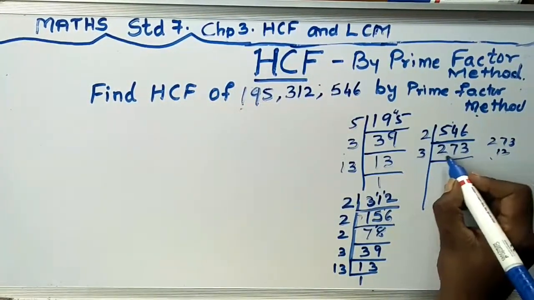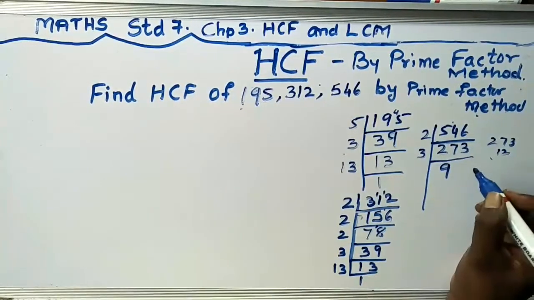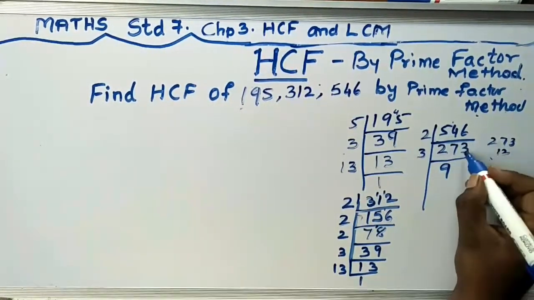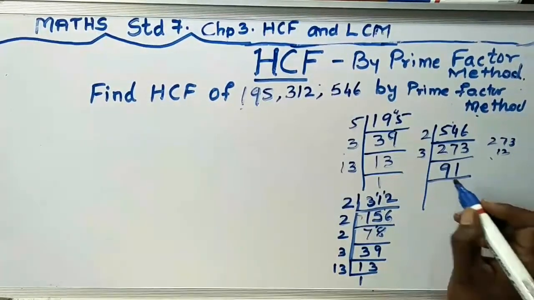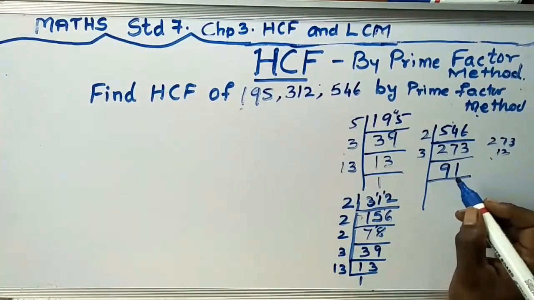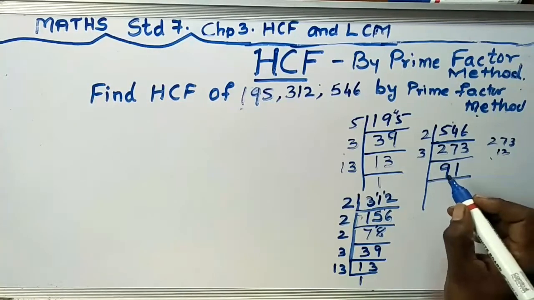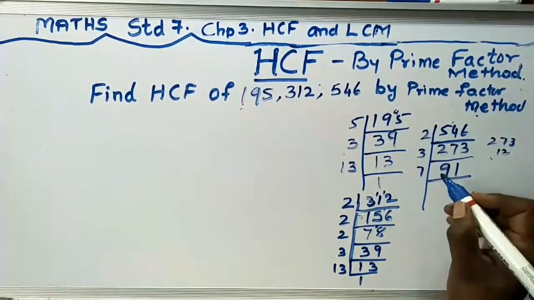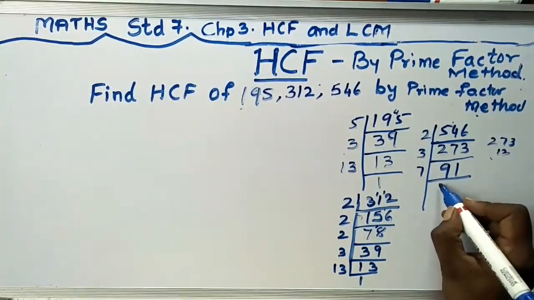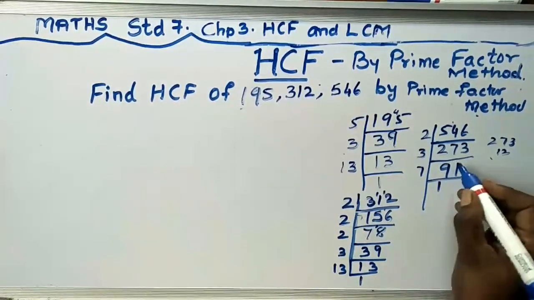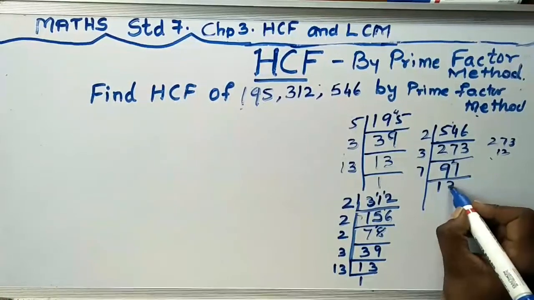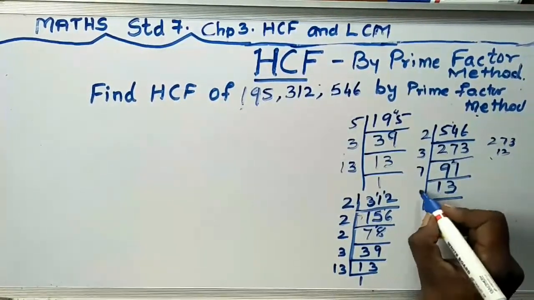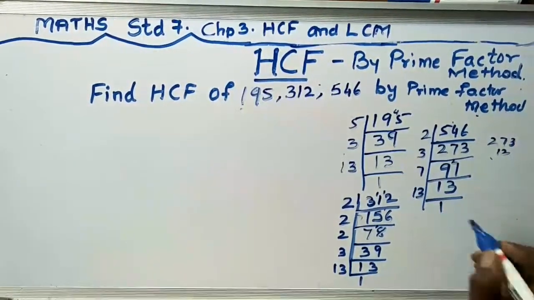So I took 27, 9 times. 9 3s are 27. 3, 1 time. 3 ones are 3. Now next is 91. Now 91 goes in the 7 table, 13 times. 7 ones are 7. 2 carry. It becomes 21. Then 7 3s are 21. 13 goes in the 13 table 1 time.